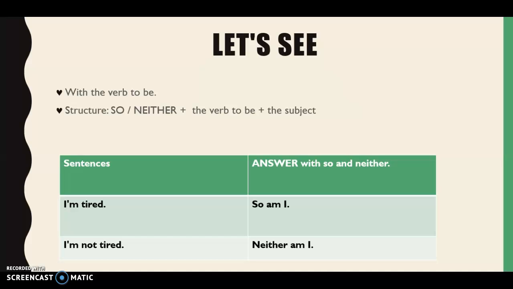With the verb to be, the structure is "so" or "neither" plus the verb to be plus the subject. For example, "I'm tired." "So am I." With the negative sentence, "I'm not tired." "Neither am I."